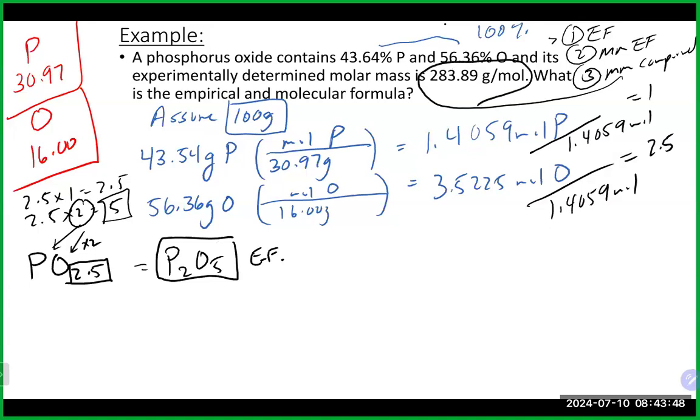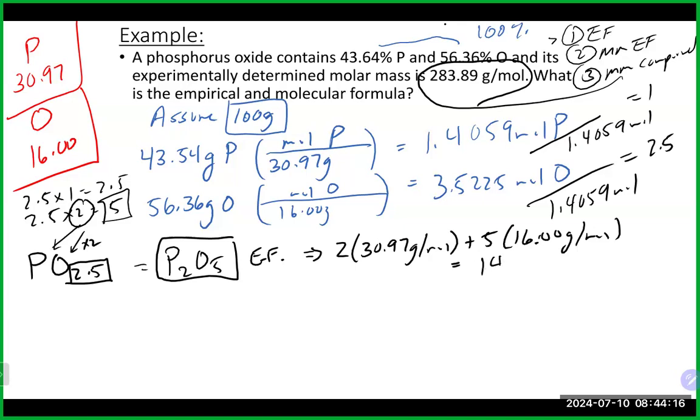So we'll calculate the molar mass of our empirical formula. That's going to give us 2 times 30.97 for the 2 phosphorus, added to 5 times 16 for the 5 oxygens that are present. That gives a molar mass of our empirical formula of 141.94 grams per mole.